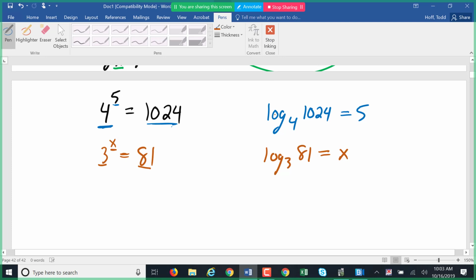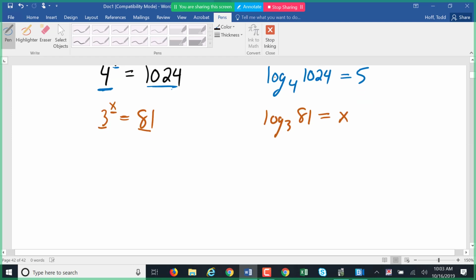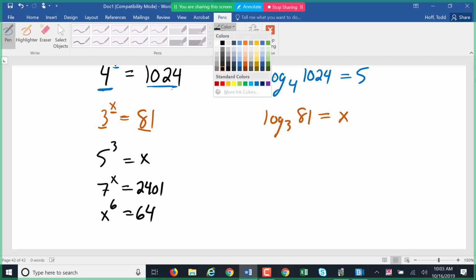I'm going to have you try a few in your notes here. So let's have 5 to the power of 3 equals x. 7 to the power of x equals 2,401. And x to the power of 6 equals 64. Turn those into their equivalent logarithmic form.